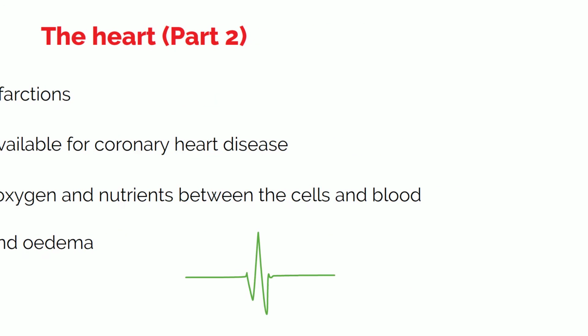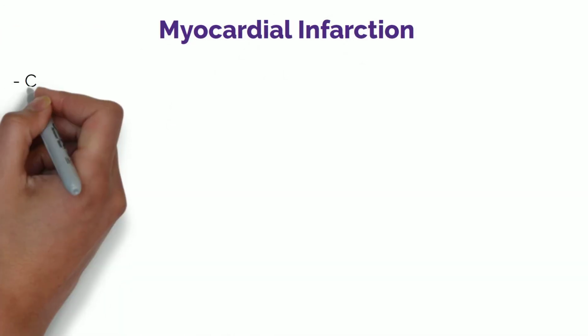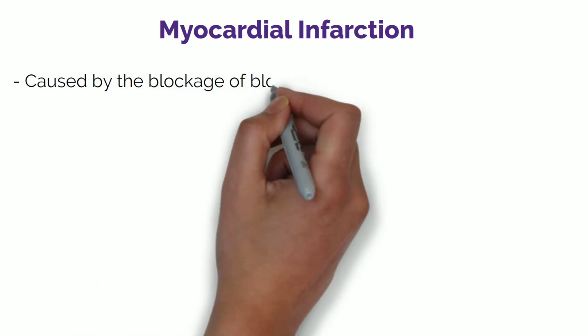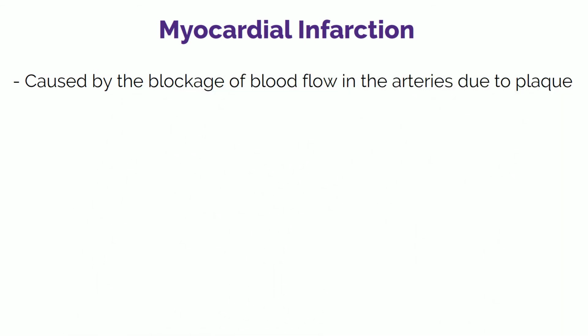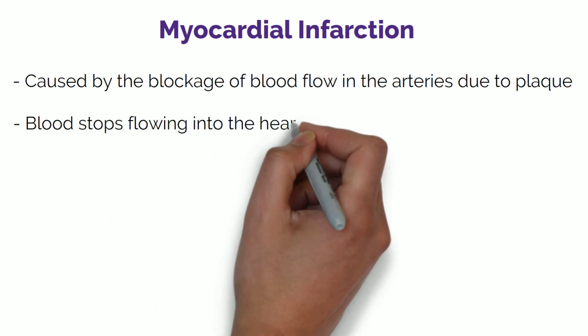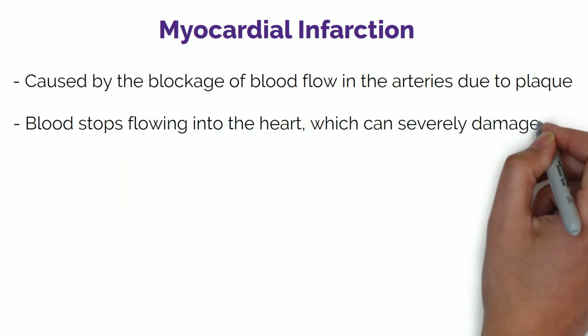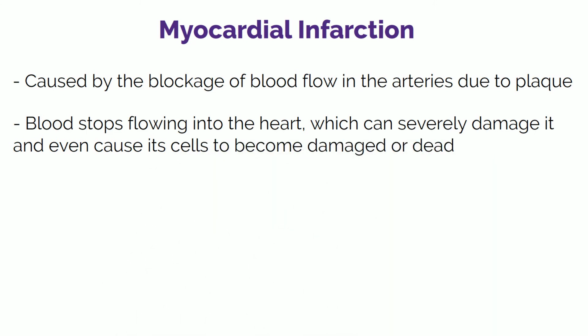As we mentioned in the last video, a myocardial infarction, or heart attack, is caused by the blockage of blood flow in the arteries. This happens when plaque accumulates in the arteries to the point where they become fully clogged and blood simply cannot pass through them. When this happens, blood stops flowing into the heart, which can severely damage it and even cause its cells to become damaged or even dead.